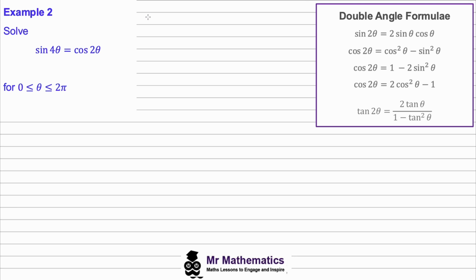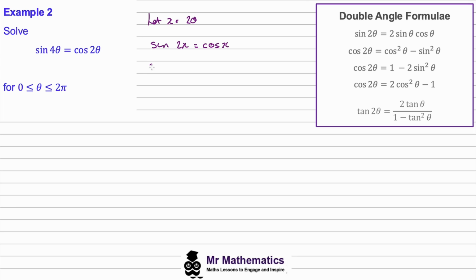But if we say let x equal 2 theta, then we can rewrite this equation as the sine of 2x equals the cos of x. So all we've done is we've replaced 2 theta with x. And now we can use the double angle formulae. Do you want to try and finish this question off yourself? You can pause the video and come back when you're ready.